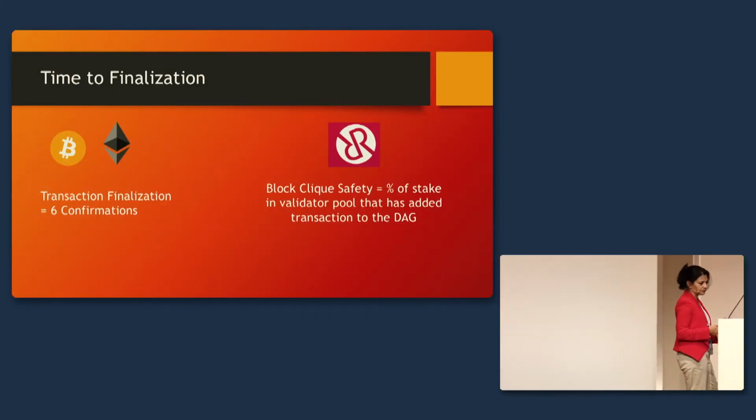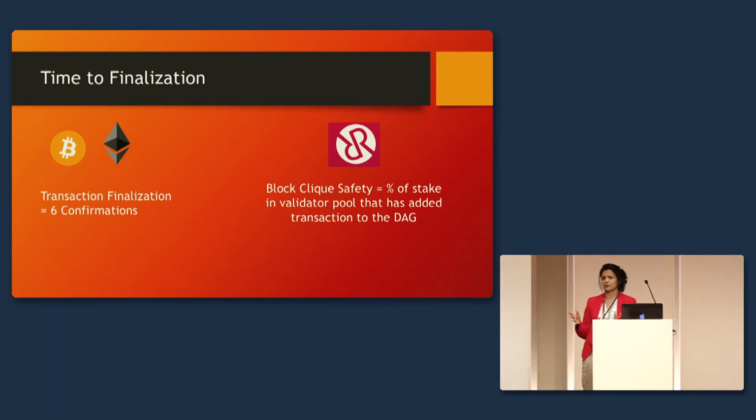So I'm going to wait a lot longer, and I'm going to query multiple nodes to ask, what's your clique safety for my transaction? And I'm going to expect a lot more. If I'm buying a cup of coffee, the vendor is going to say, it's probably fine if 1 or 2 nodes have validated the transaction. I don't have to wait for what we call 6 confirmations in traditional proof of work systems.